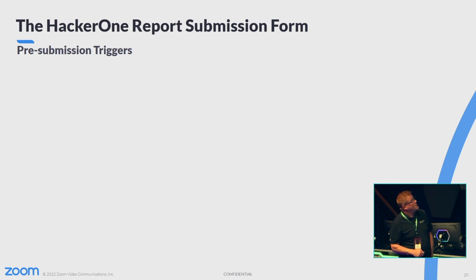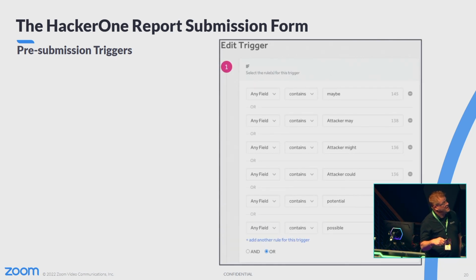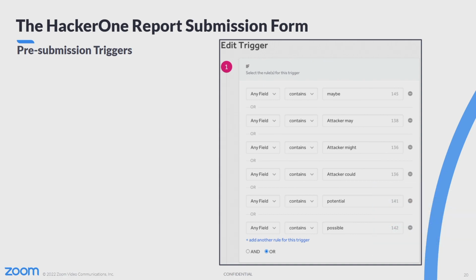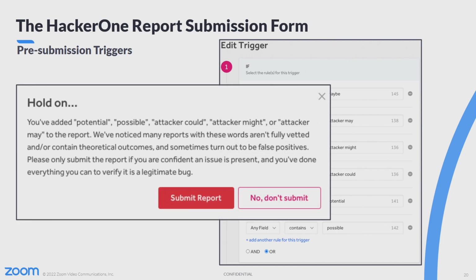Pre-submission triggers. Some of you may have seen this. This is what it looks like in the back end of the HackerOne platform. I have probably 15 or 20 triggers, and one of the things that I've been trying to reduce is theoretical reports where it says, hey, I found this thing, and I'm not really sure, but they might be able to do this, or they may be able to, or it's possible they could. If you use any of those words, you're going to get this pop up on your side.